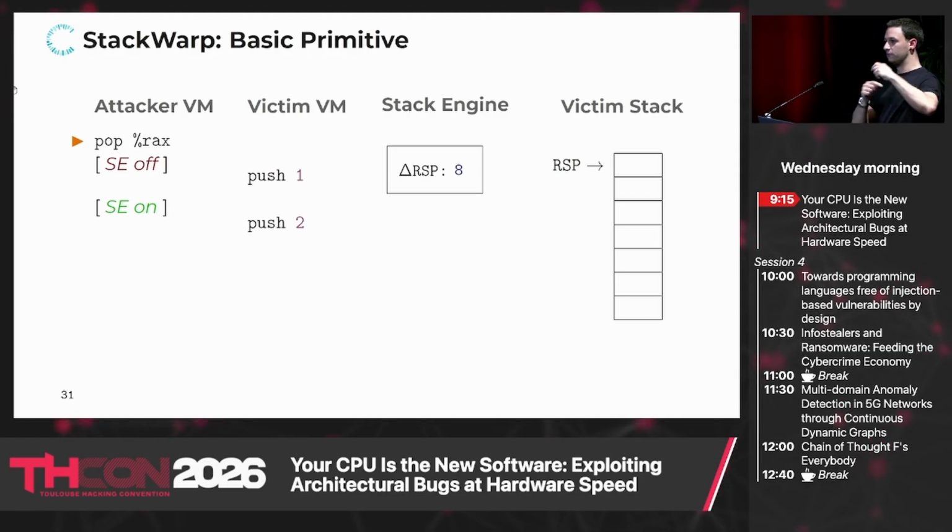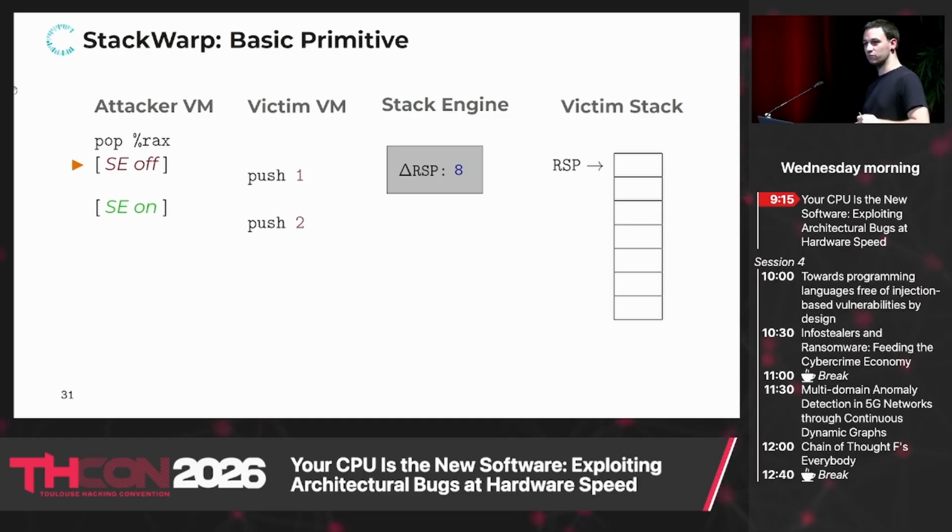Then the attacker in the hypervisor turns off the stack engine. You can turn off that optimization because CPUs, also another secret, have a lot of knobs to turn off features, because CPU designers are not always 100% confident that stuff works. So they have options to disable some of the functionalities, especially optimizations. You can turn it off because maybe it's not working correctly.